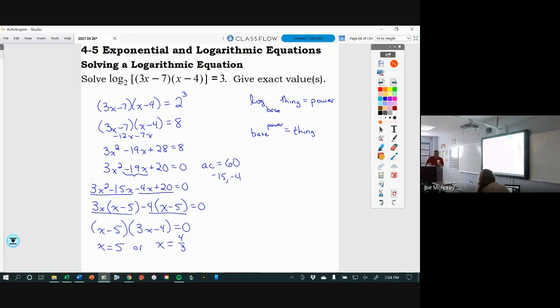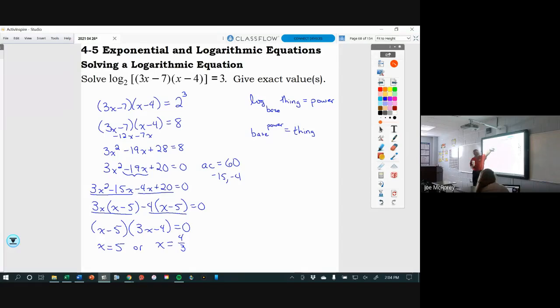Then we check them. Plug them in to the very first equation. So checking the 5, we have 15 minus 7 is 8. 8 times 1 is 8. 2 to the third power is 8. That one checks.